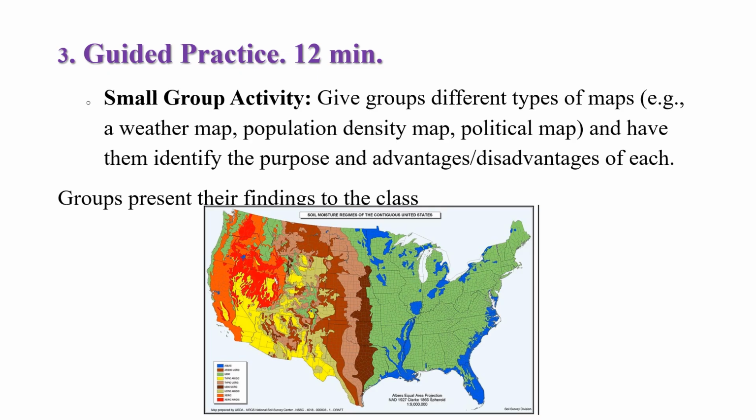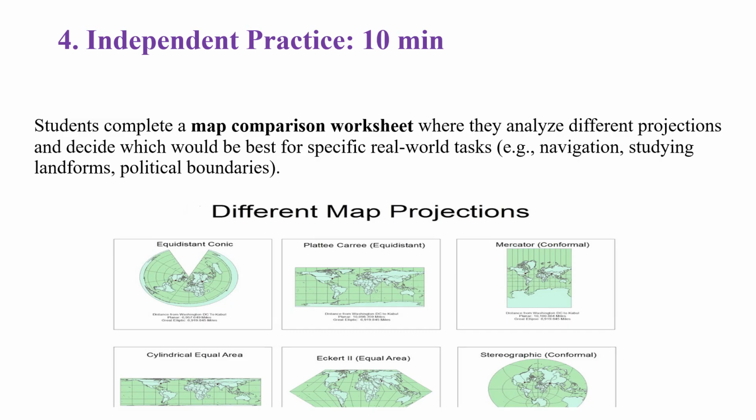So in the third part, the guided practice, we form small group activities. We give the groups different types of maps, for example, weather map, population density, and have them identify the purpose and advantages or disadvantages of each. The groups present their findings to the class. So what are the advantages of the group of maps activity?